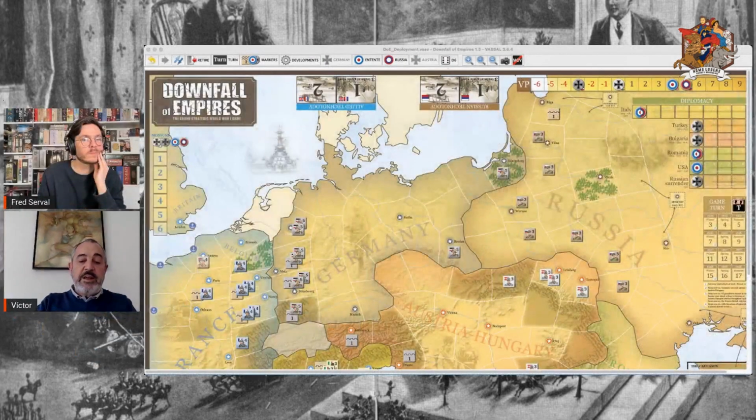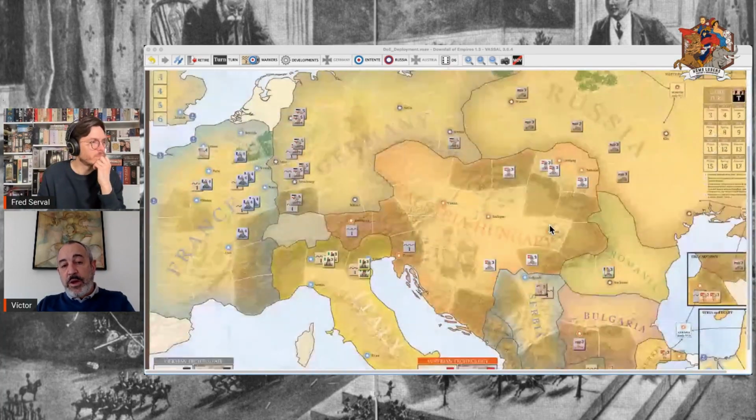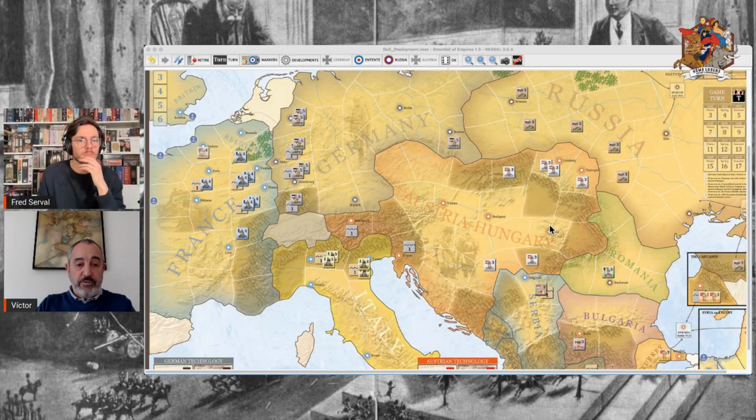Then the most important thing, the main mechanism, is the actions. It's a game played with actions. Germany and its allies have 3 actions every turn, and Russia and Austria-Hungary have 2 actions. This is very quick to play. You will see now in the first turn what kind of actions you have.